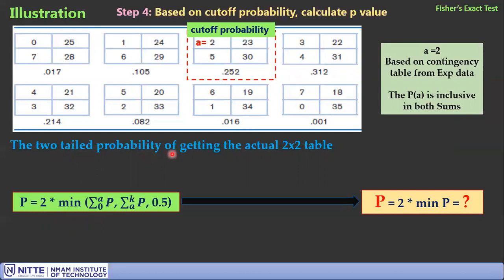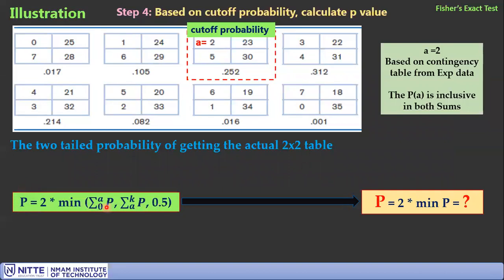For a two-tailed probability, it will be multiplied by 2. This 2 is used for two-tailed probability. If you are interested in one-tailed probability, then this number will be 1. So you take 1 here for one-tailed probability, 2 for two-tailed probability. Then you multiply with the minimum of 3 values. You have to compute the values here, and the minimum of these 3 values you will multiply with the 2, and this P is your test statistic.